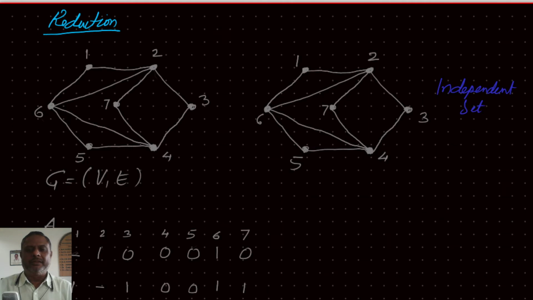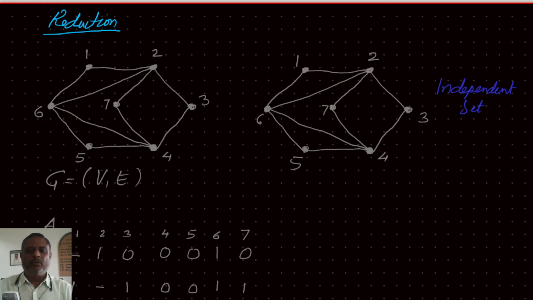So what did we do? With 1, 3, 5, 7, we tried 1, 3, no connection, 1, 5, no connection, 1, 7, no connection. Then 3, 5, no connection, and 3, 7, no connection, and finally we verified 5, 7, no connection. So 6 searches in this table will prove that these 4 are indeed an independent set. So we could verify the answer in polynomial time, and hence this problem is in NP. Done. Now we were working on reduction.